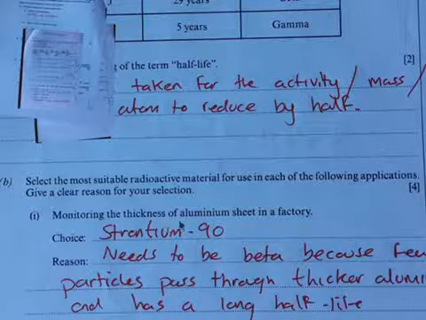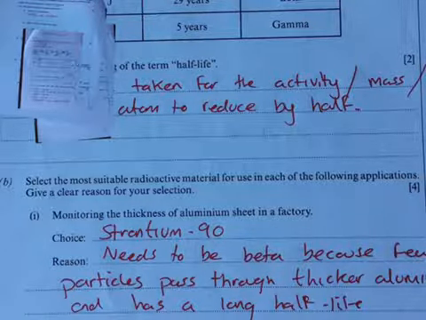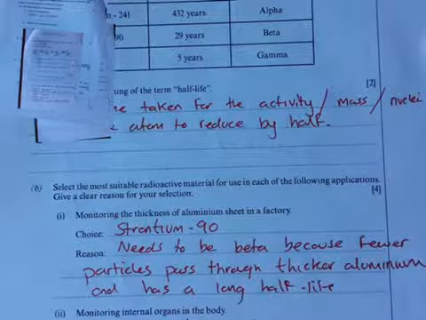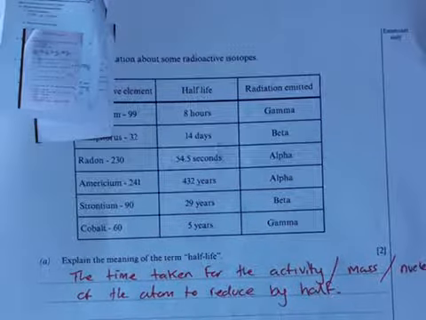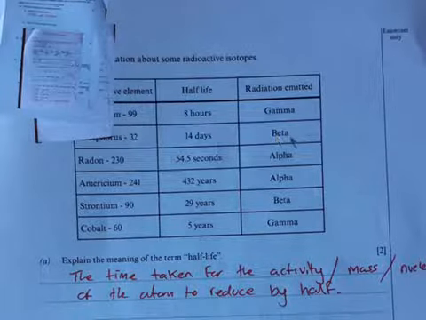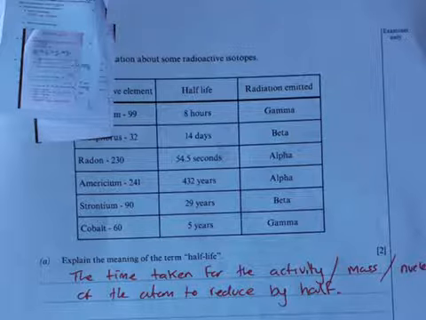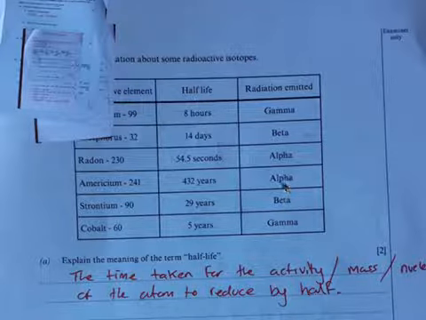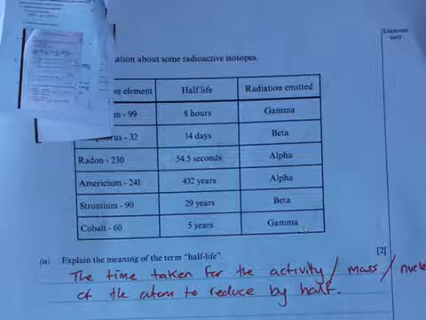Now, for monitoring the thickness of aluminium sheet in the factory, this is a funny one. Because if we know that beta can't go through aluminium, then I would be expecting gamma to go through that aluminium to be detected. Just like the paper mills use beta to detect the thickness of paper, because obviously paper blocks alpha, I would have thought gamma would be that one.